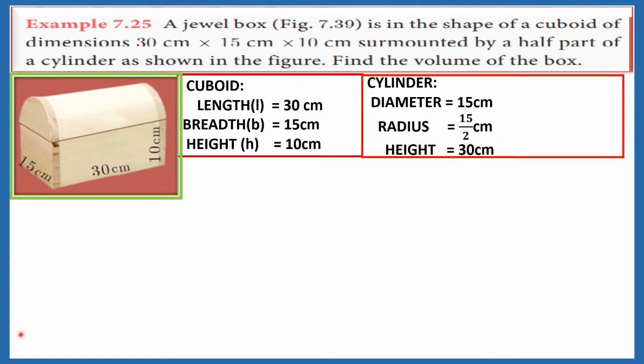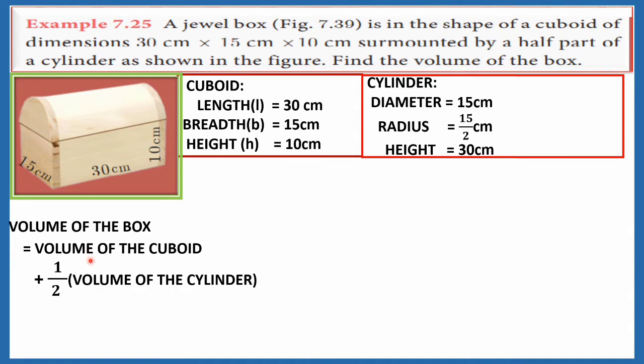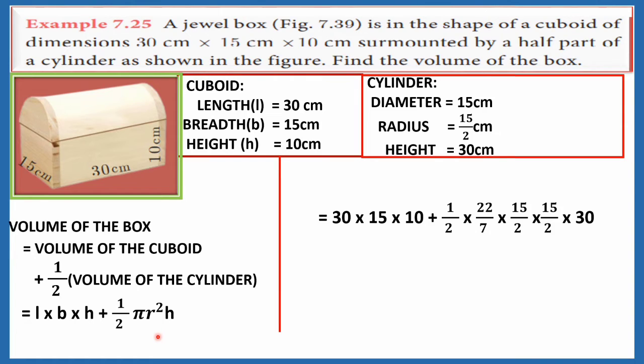We know volume equal to sum of the volumes of the combined solids. Volume of the box equal to volume of the cuboid plus half into volume of the cylinder. Volume of the cuboid l × b × h plus half into volume of the cylinder πr²h. Substitute the values. This 2 and 30 get cancelled, 15. Then this 2 and 22, 11. First you multiply the whole numbers. 30 into 15 into 10, 4500 plus.